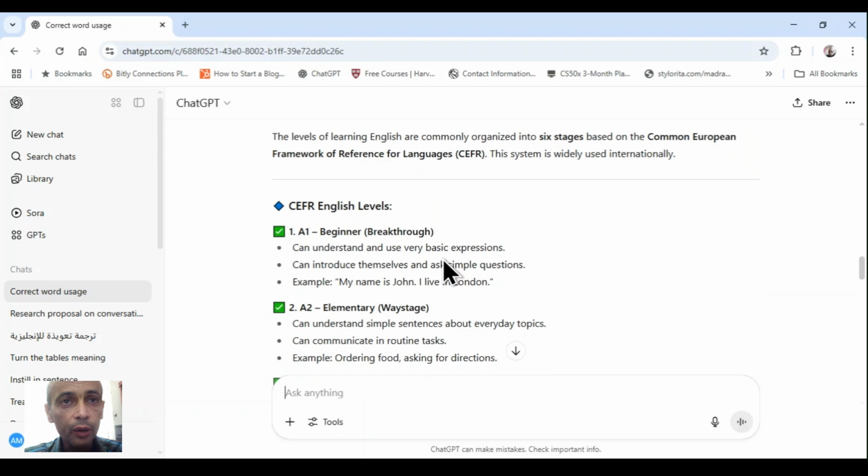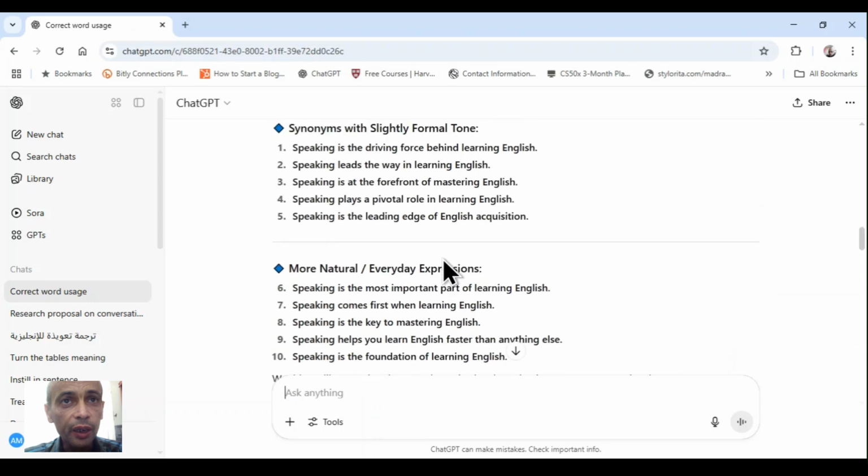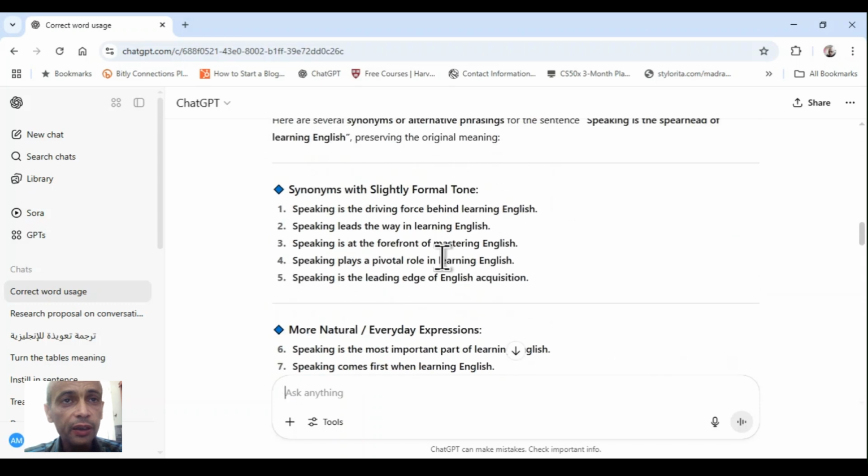What I want also to speak about is that speaking is just the forefront. I wanted to say that speaking is very important, but how can I say it? I consulted ChatGPT. Is it right to say that speaking is a driving force? I consulted ChatGPT and it gave me a lot of synonyms.